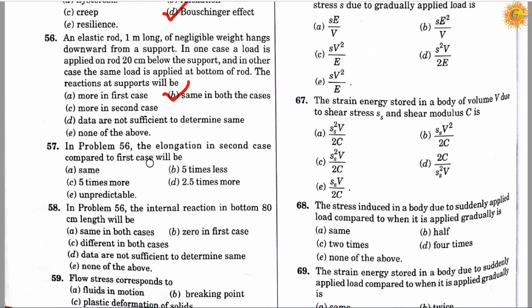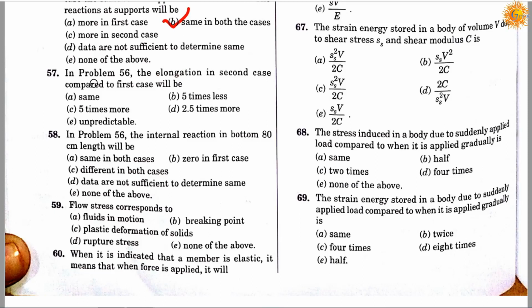Question number 57. In problem 56, the elongation in the second case compared to the first case will be: option A, same; option B, 5 times less; option C, 5 times more; option D, 2.5 times more; and option E, unpredictable. Correct answer is C, it will be 5 times more.